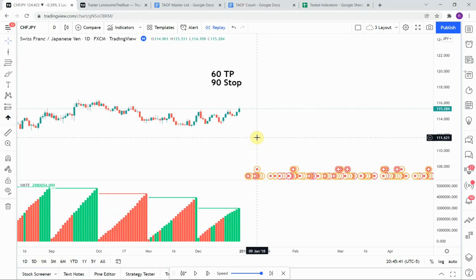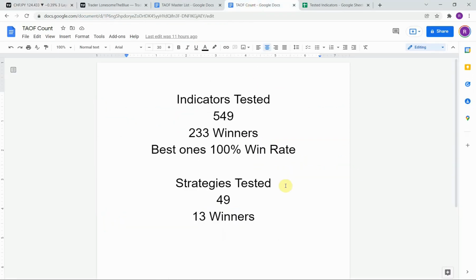Alright, as I said, today we will be testing the volume multi-time frame indicator. Before we do though, I wanted to put the testing scoreboard up for everyone to see. So to date, we have tested a total of 49 different strategies, with 13 of them being profitable. We've also tested a total of 549 indicators, with 233 of them being winners. The best ones so far were able to achieve a 100% win rate.